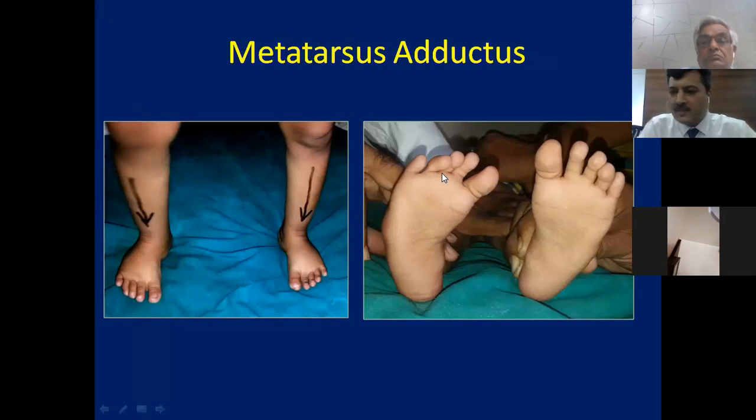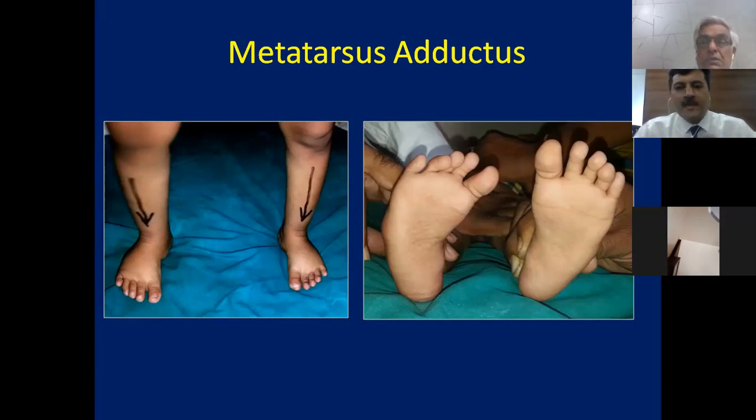Now these are all different children. This is not the same child. So in this child, both the hip and tibia were normal, but the feet were turning from the midfoot. So the in-toeing was coming from the foot. So this boy had Metatarsus Adductus.